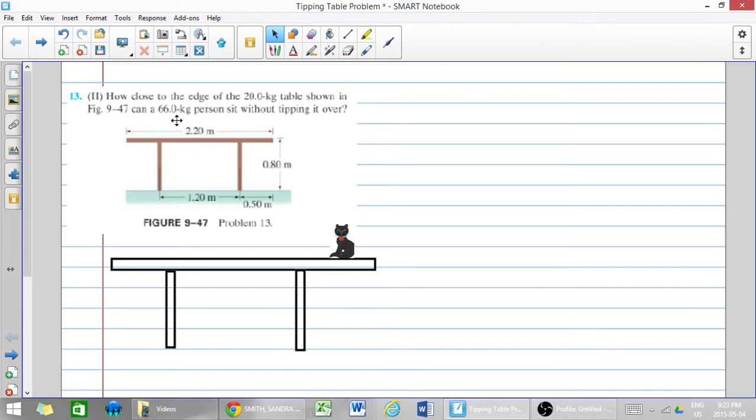You're given the information about the table and you're asked how close to the edge of the table can a 66 kilogram person sit without tipping it over. So if a person's sitting right here, how close can they get to the edge?